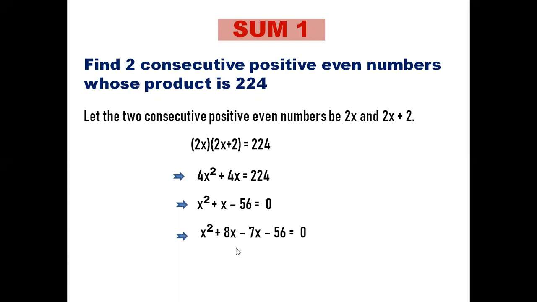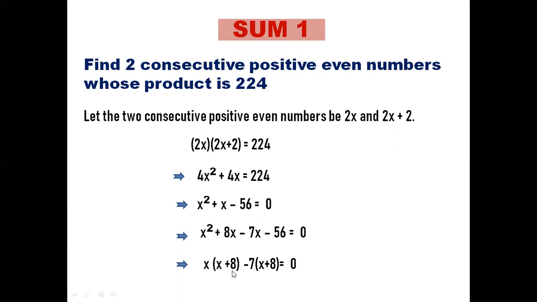Now let us take x common here. So x, plus 8, minus, we take minus 7 common here. So we get x plus 8 equals 0. Now what do we take out? x plus 8 and x minus 7. This x and this minus 7. So let us write x plus 8 and x minus 7 equals 0. So therefore x plus 8 equals 0. If x plus 8 equals 0, we get x equals minus 8. And if x minus 7 equals 0, we get x equals 7, right?